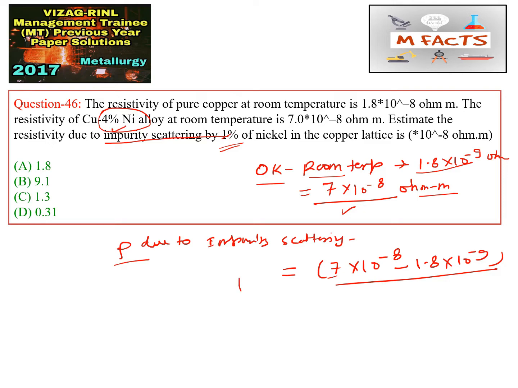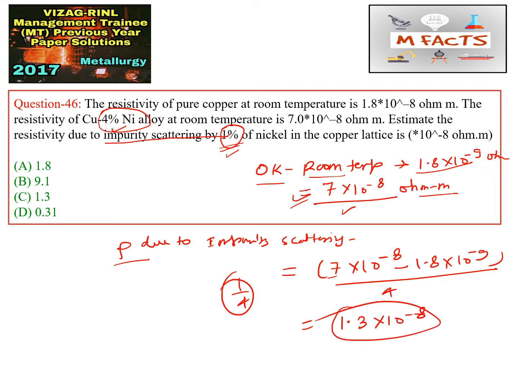The alloying is done for 4%, so we divide by 4 to take 1% of nickel, because this value is given for 4% and we have to identify it for 1% only. From here we can find the answer, that is 1.3 multiplied by 10 to the power minus 8. In the options they have written 1.3 into 10 power minus 8 ohm meters, that is, they are asking for the order of the answer. So 1.3 is correct. 1.3 into 10 to the power minus 8 ohm meter is the correct answer for this numerical question.